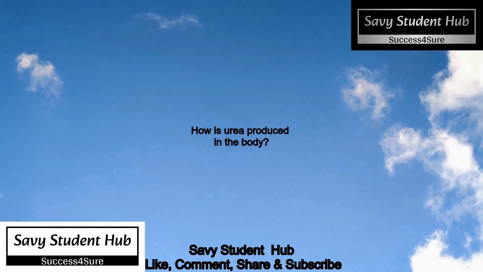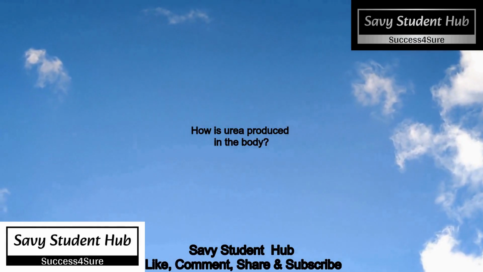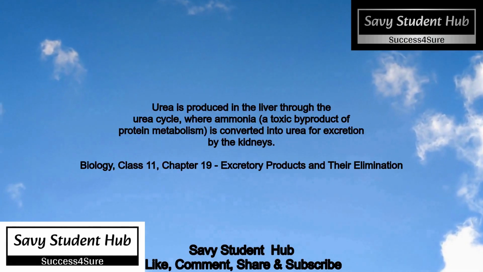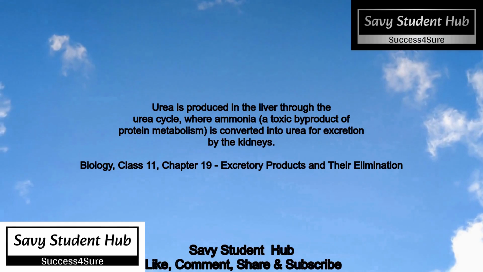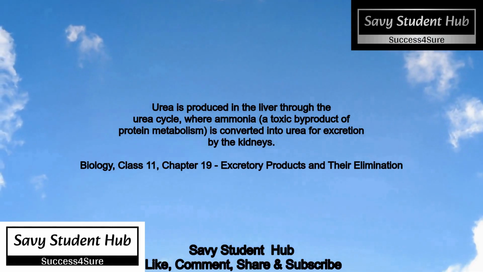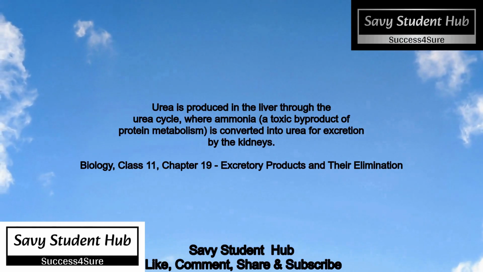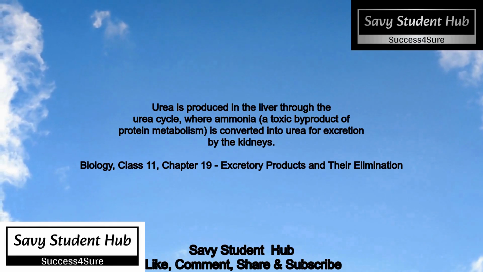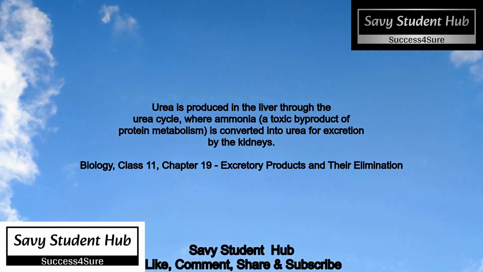How is urea produced in the body? Urea is produced in the liver through the urea cycle, where ammonia, a toxic byproduct of protein metabolism, is converted into urea for excretion by the kidneys.